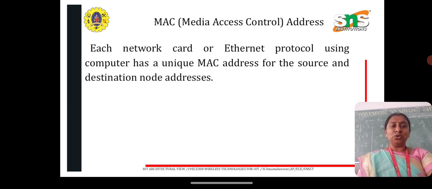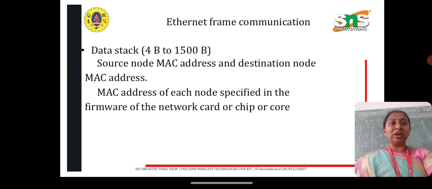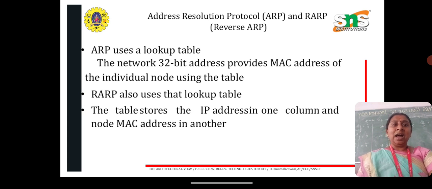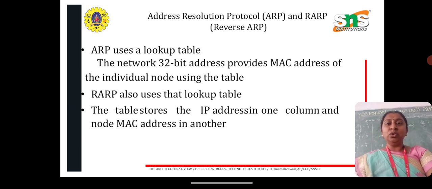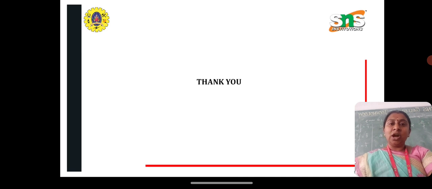Then media access control, which is mainly used for the network card or Ethernet protocol, as a unique MAC address. In Ethernet frame communication, the media access control address of each node is specified in the firmware of the network card or the chip or core. Then address routing, that means the routing protocol, also called the address resolution protocol, which uses a lookup table. The table stores the IP address in one column and the node's MAC address in another column.